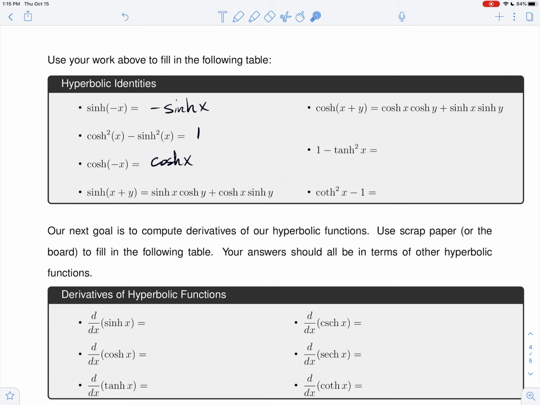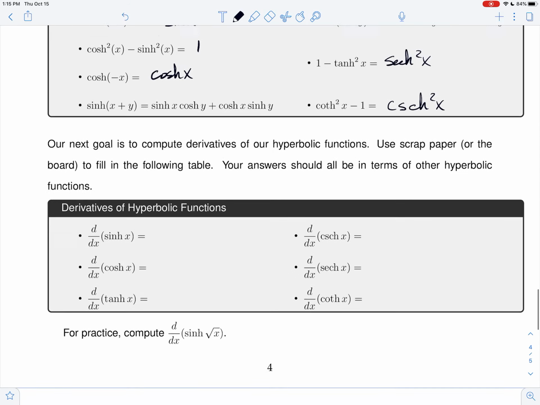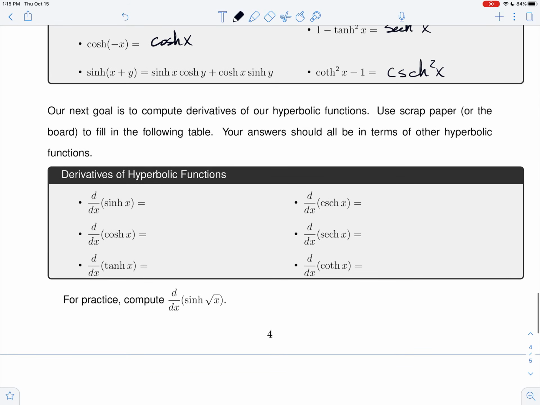How nice. This one we know is just sech squared of x. And this one we know is cosech squared of x. And so I ask you guys to actually justify these derivative formulas. The only two that you need to use the actual definition of the exponentials is these two. From there, everything else follows.